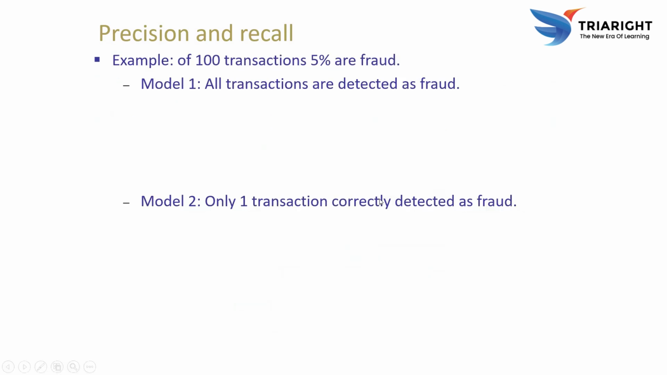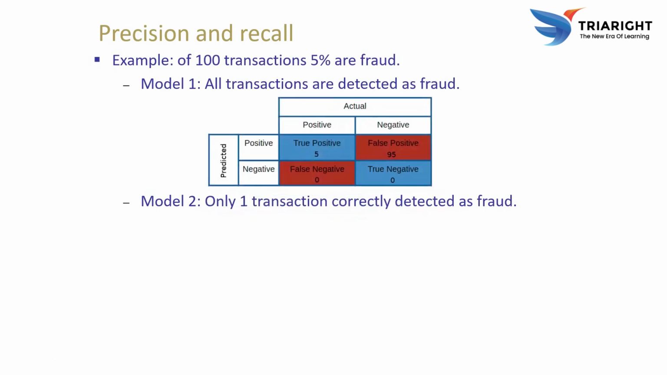Here I have an example of 100 transactions, with 5% fraud. So we have 100 transactions and 5 of them are frauds. In model one, all transactions are detected as fraud. So the true positives are 5 and the false positives are 95, because the model detected all transactions as fraud, but did not conclude particularly which ones were fraud.